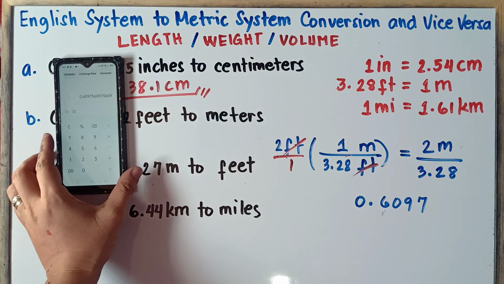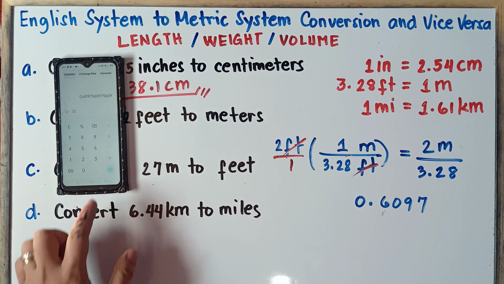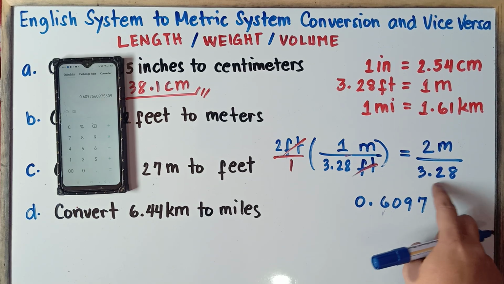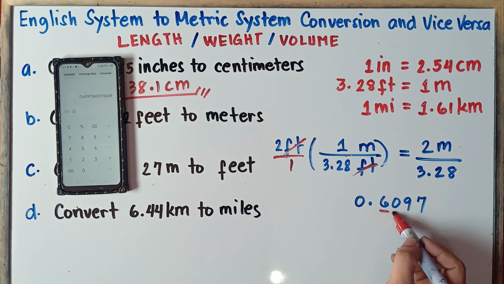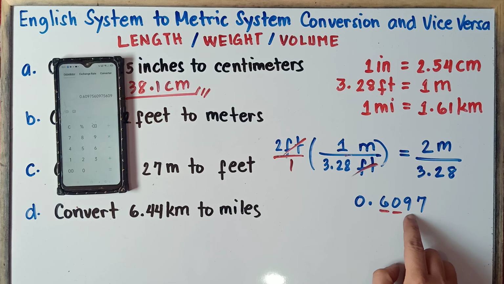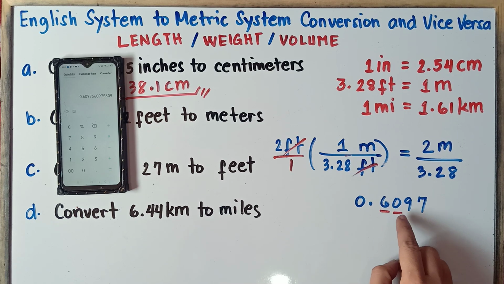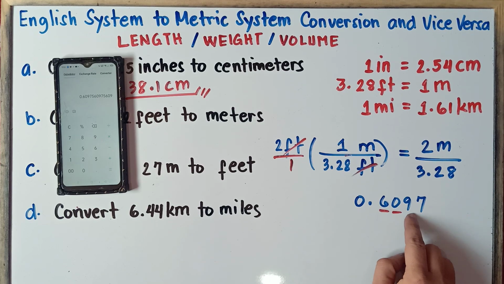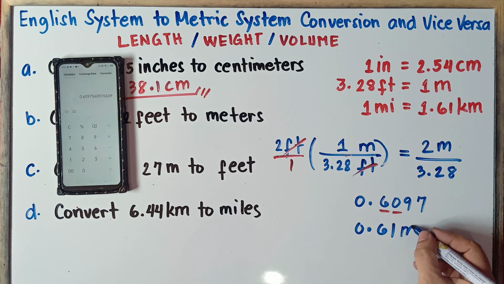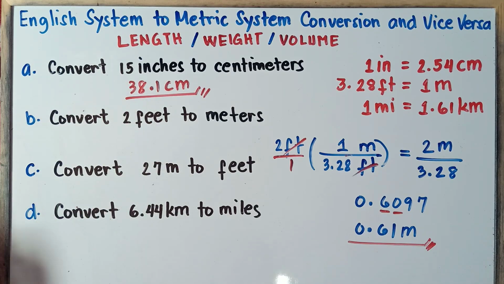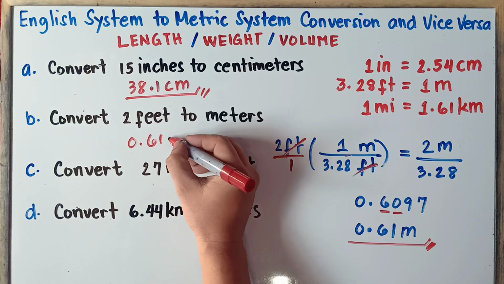0.6097. So we need to have, class, at least 2 decimal numbers. So after 0.60, the next digit is 9, so therefore we need to round up. This 0 becomes 1. Once again, class, after 0, that's 9, we need to round up. So this will be 0.61. And do not forget the units, class, meters. That's it, class, all set for letter B. So the answer is 0.61 meters. All set.